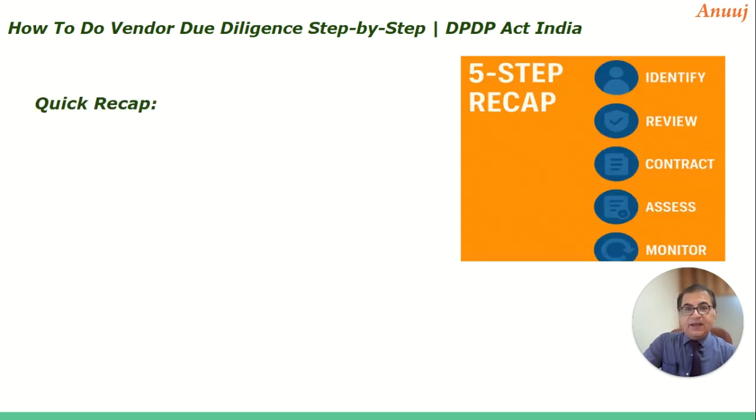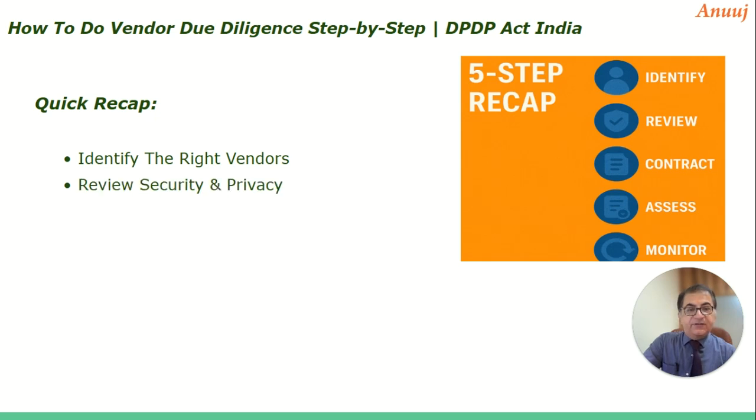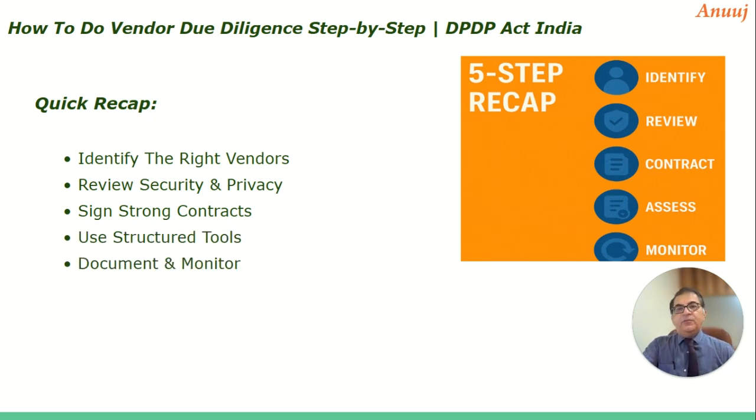So let's have a quick recap. You should identify the right vendors. You should review their security practices and their privacy policies, and sign very, very strong contracts with them. Ensure that the contractual things are actually implemented also. It's not just a matter of signing a piece of paper. Use structured tools to assess, and finally, document and monitor everything. Then only you can benchmark whether there is an improvement in the work in the subsequent years or not. So that's about how to do vendor due diligence.